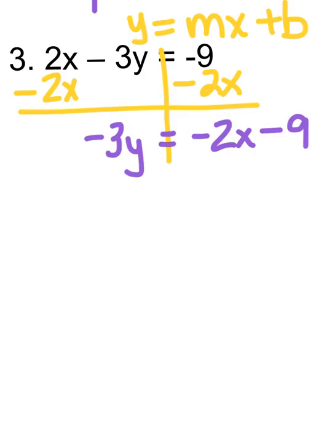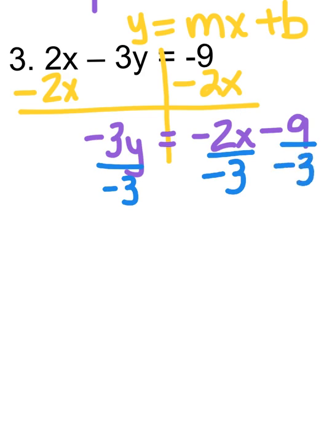Remember, on number 3, our goal is to get the equation in slope-intercept form, y equals mx plus b. So we'll subtract 2 from each side, and then we'll do the opposite, but by dividing each term by -3. So we end up with the equation y equals 2/3 x plus 3.